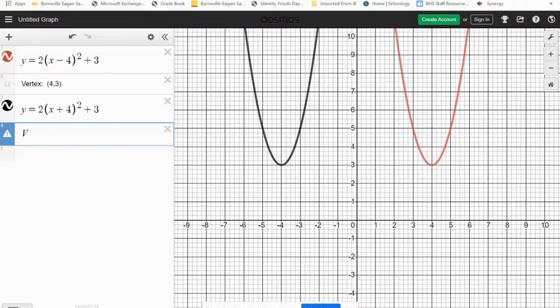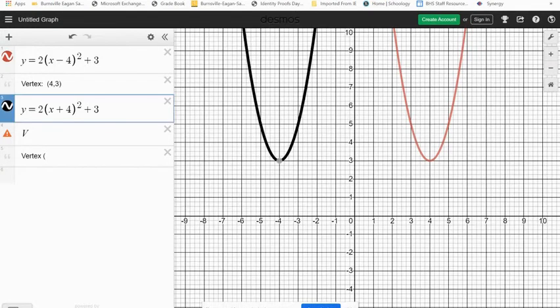Hold on a second. Let's put in a note. My vertex is now at negative 4, comma 3. But notice that when it was a minus sign inside the parentheses, the vertex was at positive 4. And when I put a plus 4 inside the parentheses, it was a negative 4, so it's opposite. So notice the number inside the parentheses is the first number in the ordered pair for my vertex.